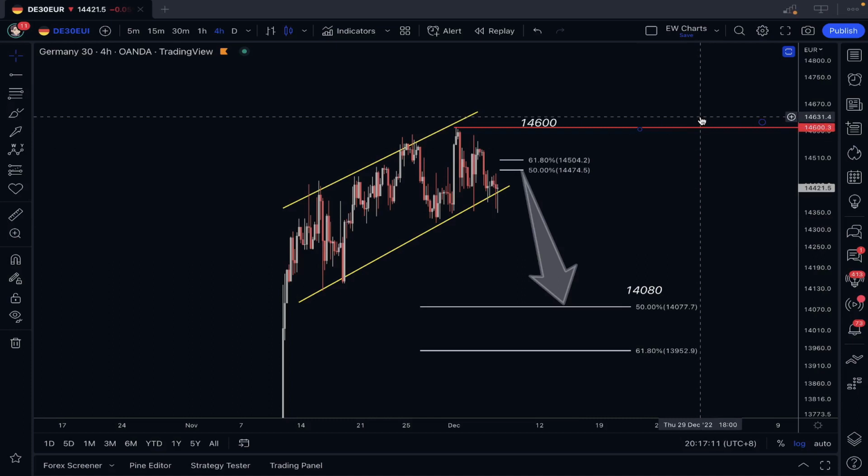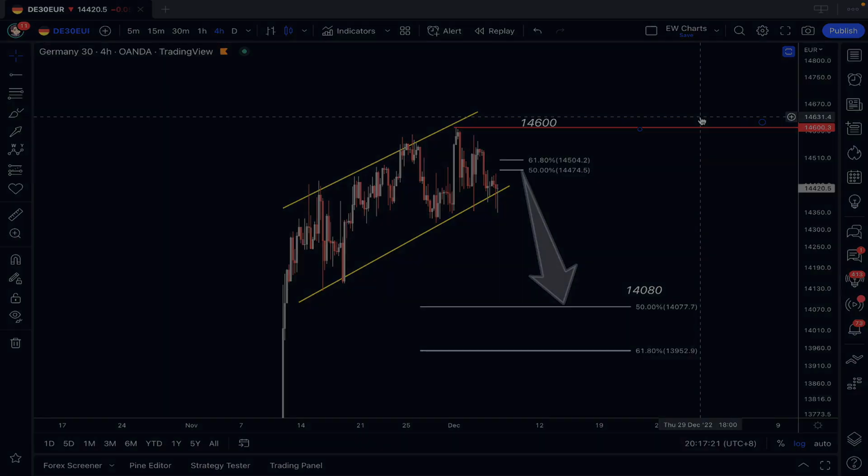Okay, so those are the main ones that I'm looking out for, and those are the higher quality ones that I would suggest you to keep an eye on in your watch list as well.